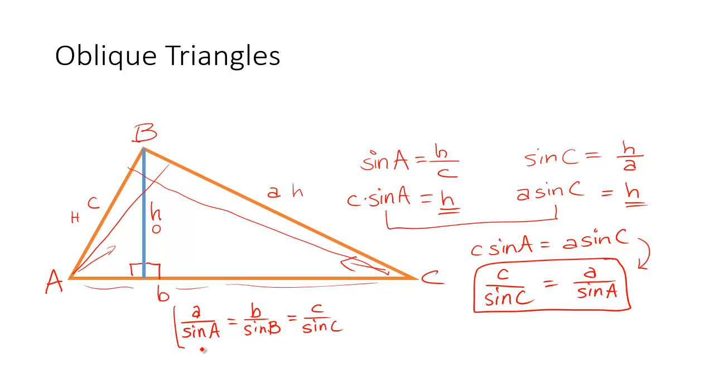Now this proportion is called the sine law, and it's very useful in that when you have an oblique triangle, you can fill in some parts of this and treat two at a time. You always treat two at a time. Say that, for example, you can treat it as a proportion and you can solve for the missing parts.